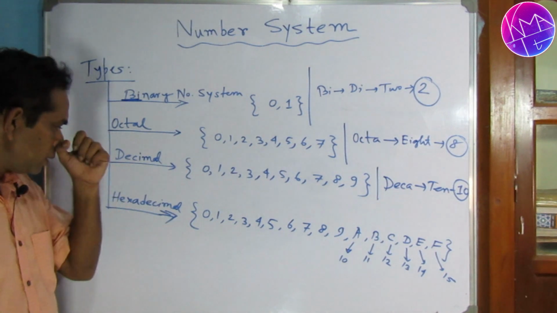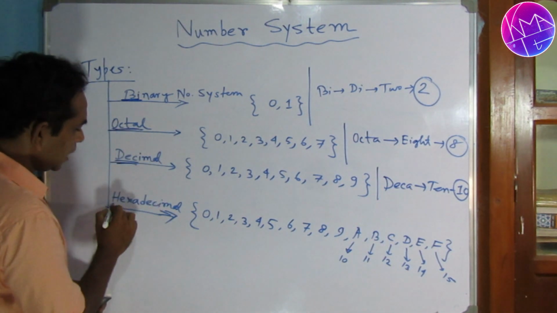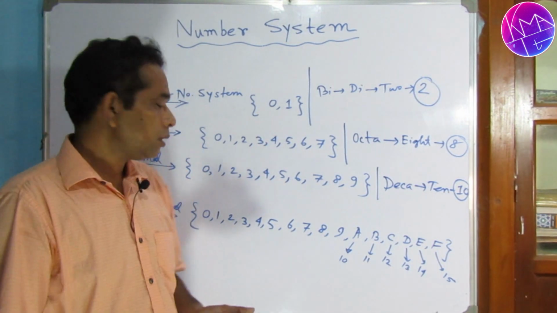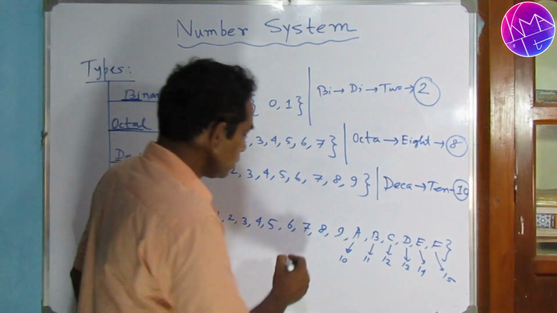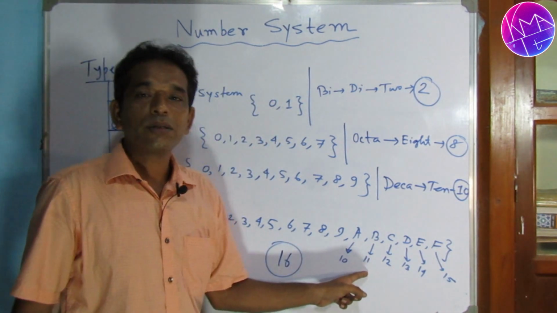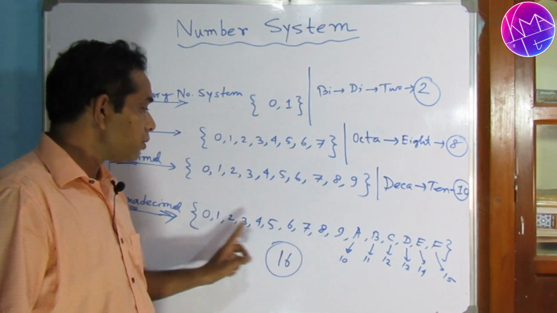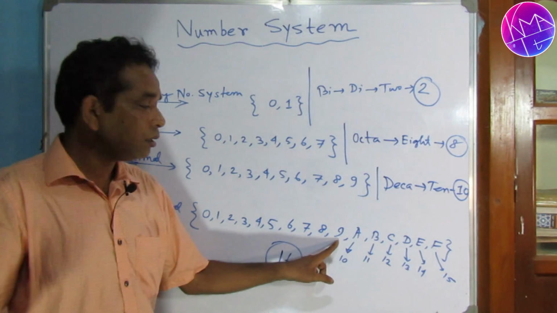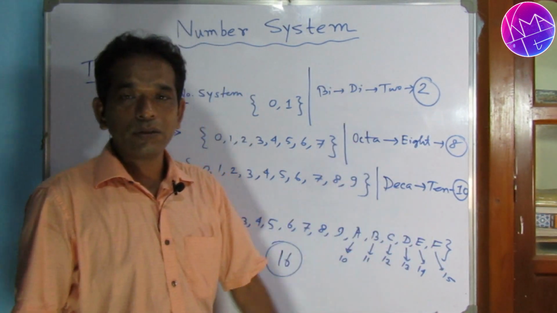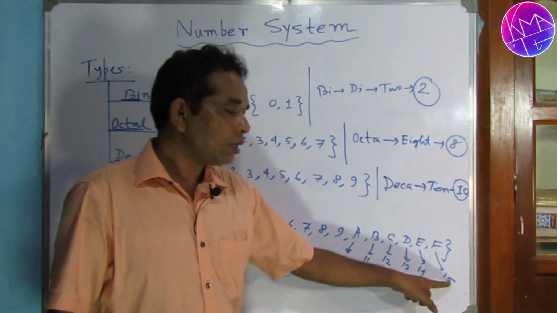Now next is your hexadecimal. Octa, deca, hexa. Hexa means 16. So in total 16 different and unique notations would be there. You can see 0 to 9 means in total 10, then 11, 12, 13, 14, 15, 16. So if you count normally 0 to 9, then 10, 11 up to 15.